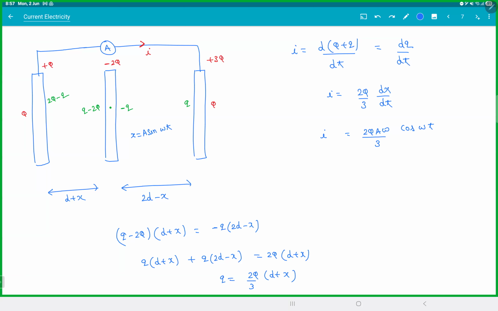Clear with this? The main thing is people don't understand how, if the plate is moving, the charge flows. Q1 D1 is Q2 D2. If you don't know that, you're gone. Because you know the result, it looks easy. If you don't know the result, this is really hard. You have to derive that. Clear with this?